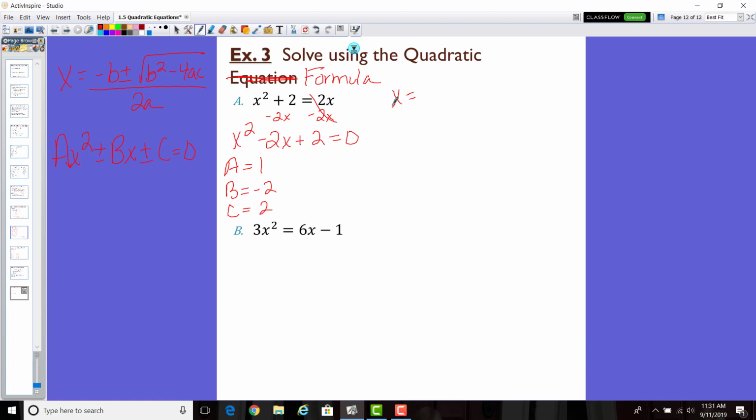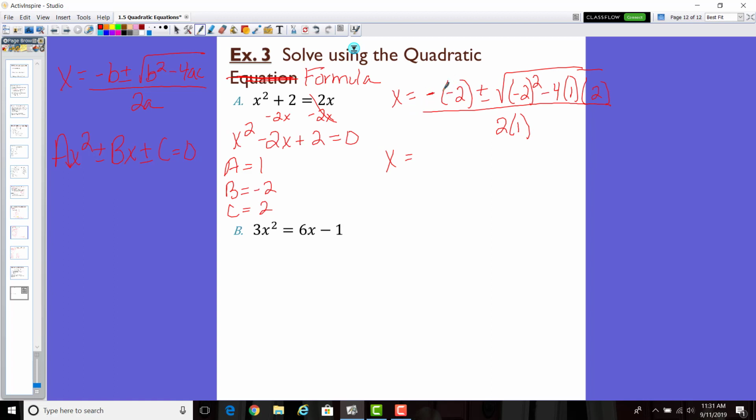So I'm using the formula to find x. Negative of b, that means I'm taking the negative of my b value, in this case it's negative 2. I'm going to add or subtract the square root of negative 2 squared minus 4 times 1 times c. That entire sum and difference is divided by 2 times a. And then we just follow our order of operations.